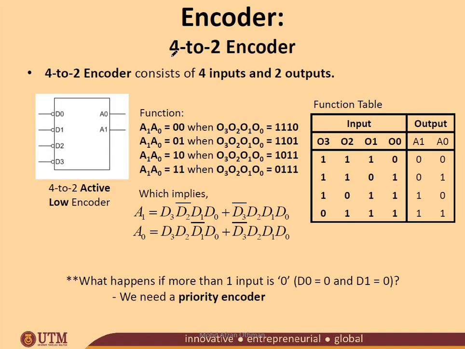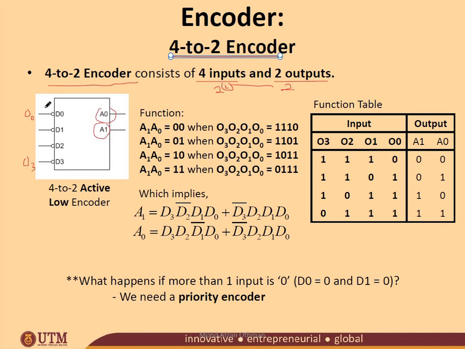Now we go to the 4 to 2 encoder. A 4 to 2 encoder consists of 4 inputs and 2 outputs, just like 2 to the power of 2, and this 2 is the number of outputs. Let's say we have A0 and A1 as the outputs, and the connections to the inputs are D0, D1, D2, D3, and you can set, for example, O3 until O0.